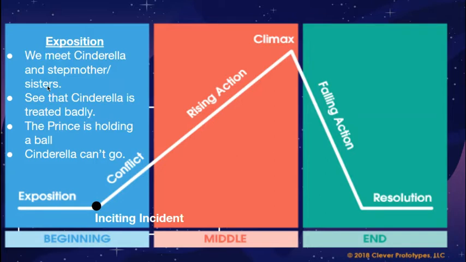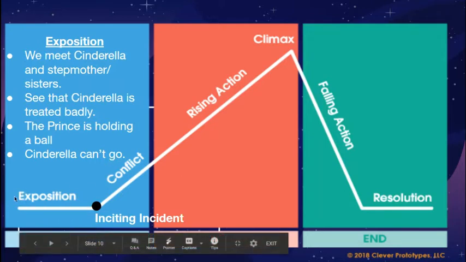We also learn at this point that Cinderella's father and mother have both passed away, or depending on the story, her father is away doing business or something. Either way, we learn that Cinderella is here with just her stepmother and her stepsisters. We also see that Cinderella is being treated very poorly by these stepsisters. We learn that the prince is holding a ball at his castle, but that Cinderella can't go. This is all going to be our exposition.